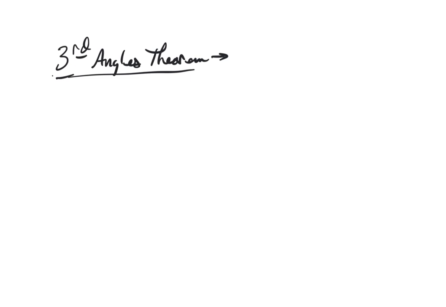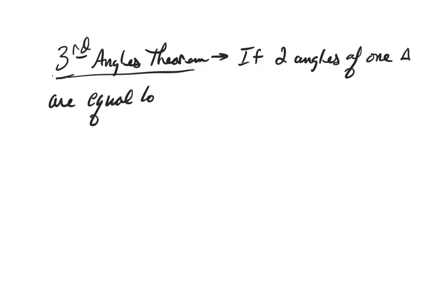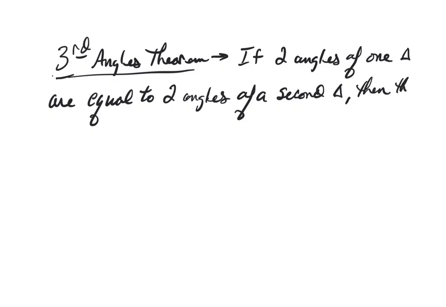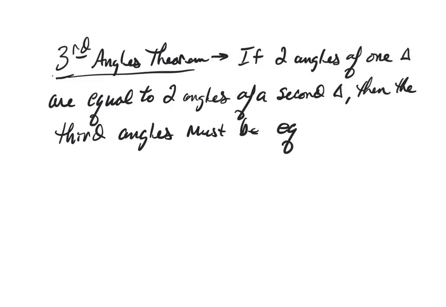Okay? So here's how it goes. The third angle theorem says if two angles of one triangle are equal to two angles of a second triangle, then the third angles must be equal.